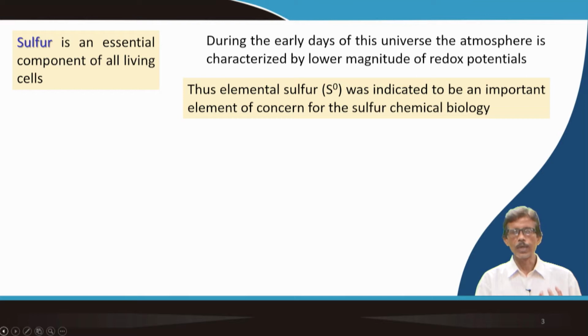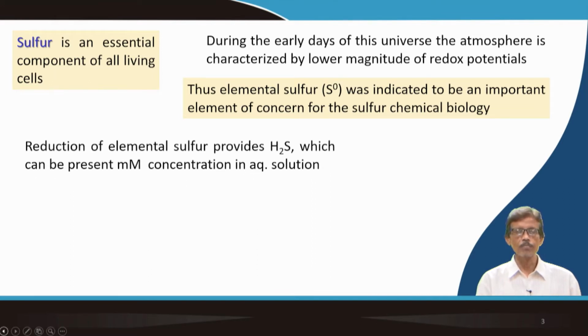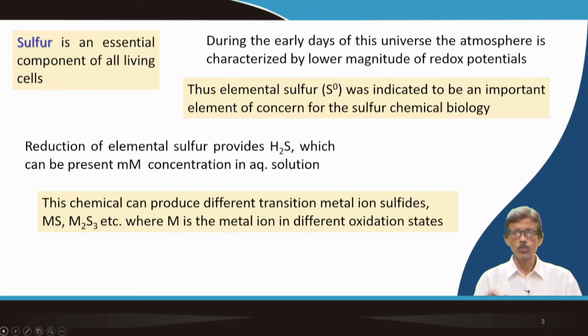So, how can sulfur bearing different anions, and even elemental sulfur, go on to produce very interesting molecules? If your environment has a lower magnitude of E0 value, then reduction of the elemental sulfur which is available to us, S0, can produce S2-, which after protonation gives you H2S. How much can we have? It is only in millimolar concentration in solution, because the solubility is very low, otherwise we would have deposition or crystallization.